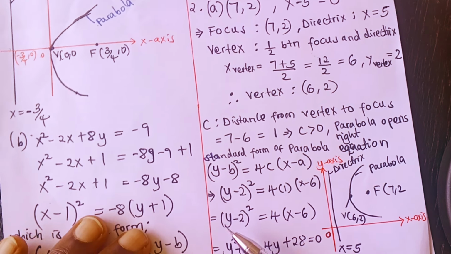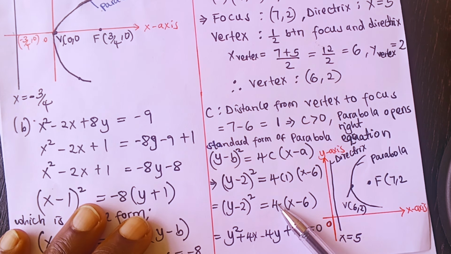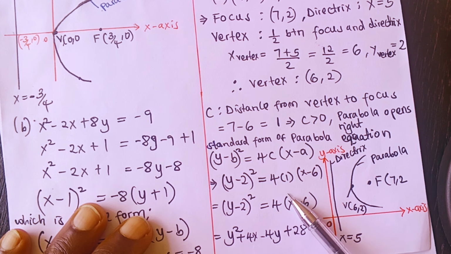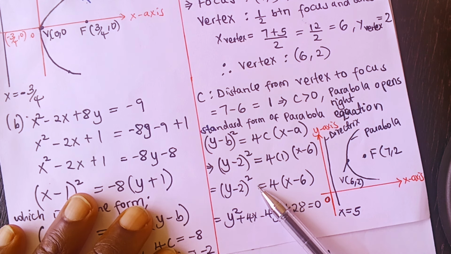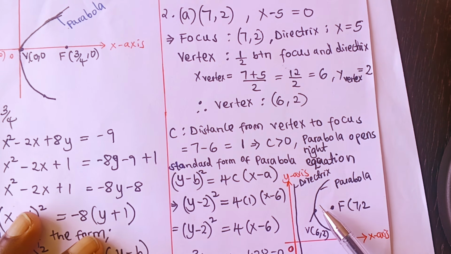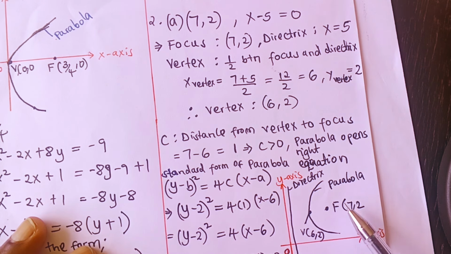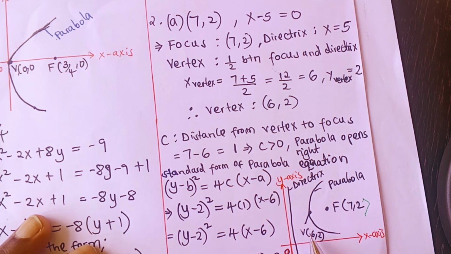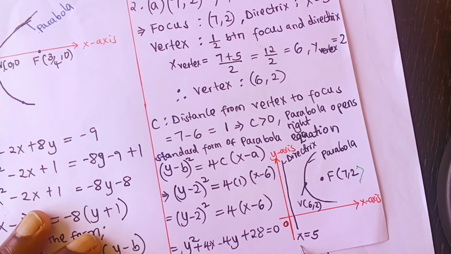So it's going to be (y minus 2) squared is equal to 4, we open the bracket, x minus 6, close the bracket. So if you open on the left hand side, it's going to be y squared plus 4x minus 4y plus 28 is equal to 0. Then you can draw the graph of the parabola, where the focus will be (7, 2), the vertex will be (6, 2), and the directrix will be x equal to 5.